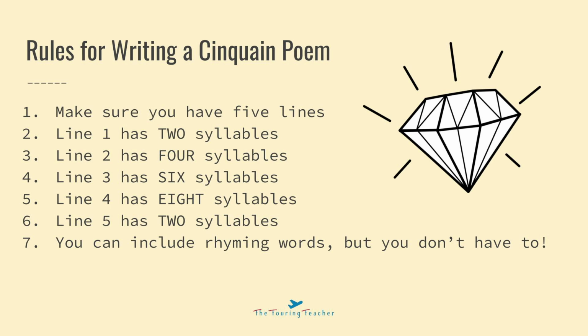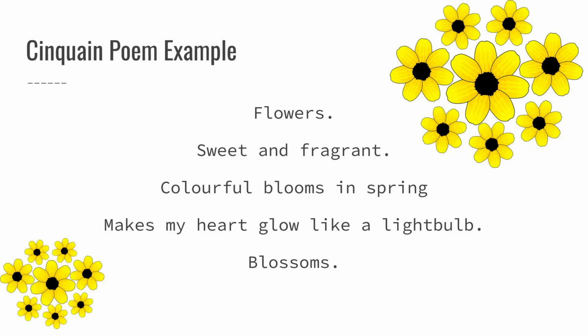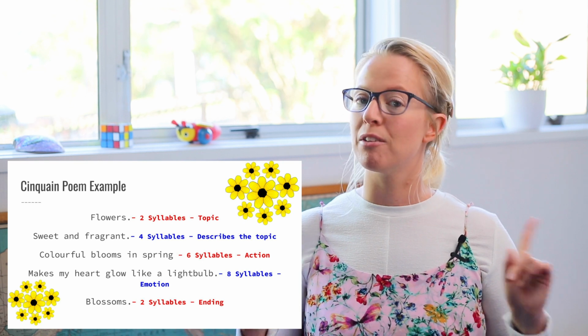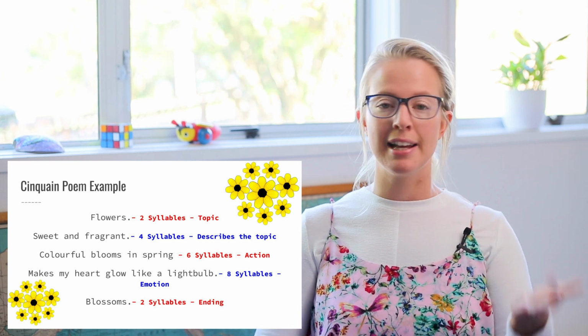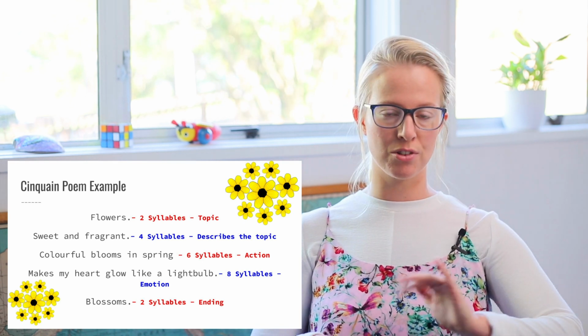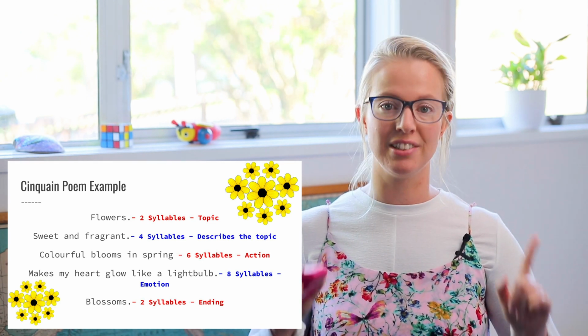Lucky for us. Here is another cinquain poem example that I wrote about flowers. Flowers, sweet and fragrant, colourful blooms in spring, makes my heart glow like a light bulb, blossoms. Okay, so I read the example poem to you. Let's break that down a little bit more so we know what to include in each line.